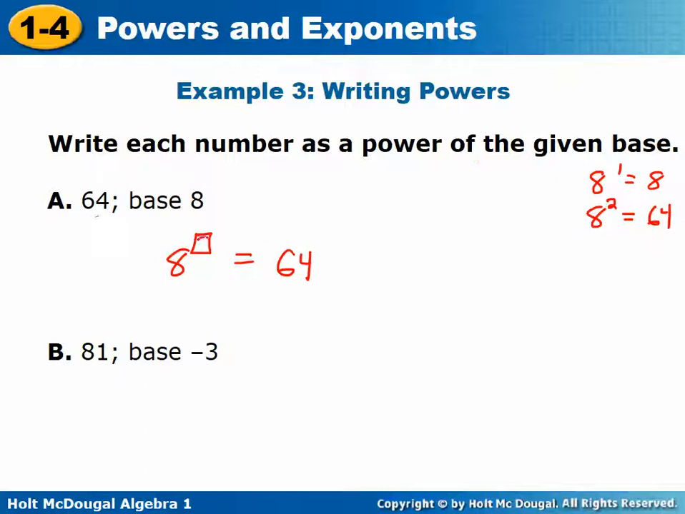So I know that 2 is what goes in here. So the answer is not 2, the answer is 8 squared, or 8 to the second power. Okay, B is a little bit trickier.